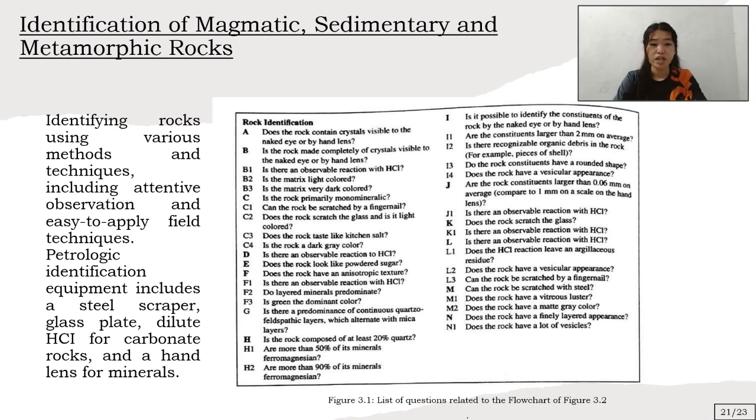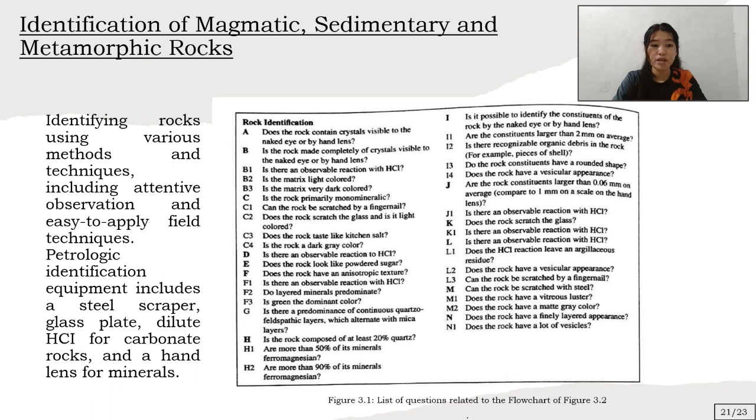So rocks are broadly categorized into three main classes: magmatic, sedimentary, and metamorphic. Geologists use various methods and techniques for rock identification. While these methods can be diverse, the focus here is on simple observation and field techniques. To identify rocks, geologists use a combination of observation and basic field techniques. They pay attention to the typical features of each rock type.